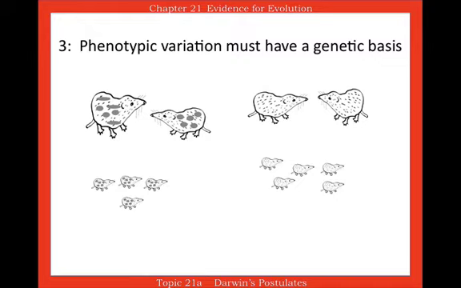The third postulate is that phenotypic variation must have a genetic basis. This means that the trait which allows them to survive and reproduce must be passed along to their offspring for it to be considered natural selection.